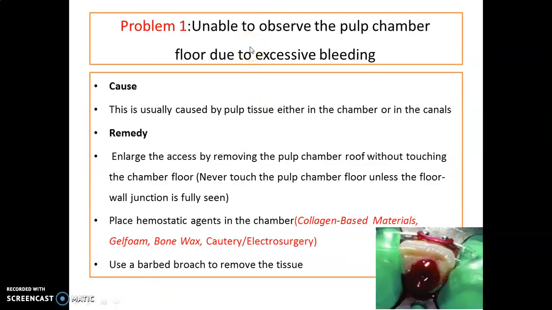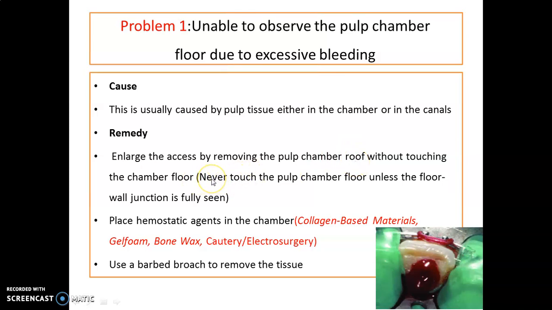Problem number 1: you cannot see the pulp chamber in cases like this because of excessive bleeding. What is the cause of it? The commonest cause is pulp tissue within the chamber or in the canals. How will you solve it? You can enlarge the access by removing the pulp chamber roof without touching the chamber floor.